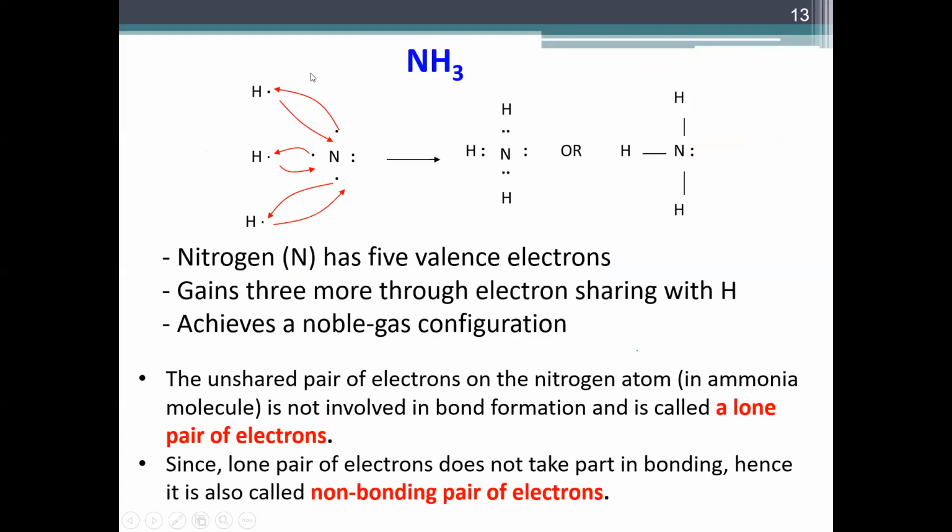So this is ammonia, like we have said before. The unshared pair of electrons on the nitrogen atom that we have here is called the lone pair of electrons or non-bonding pair of electrons. It is not involved in any bond formation. So the lone pair of electrons does not take part in bond formation. That's why it is called the non-bonding pair. So this electron pair here is not involved in bonding. The ones that are involved in bonding are these 3 pairs of bonded electrons.